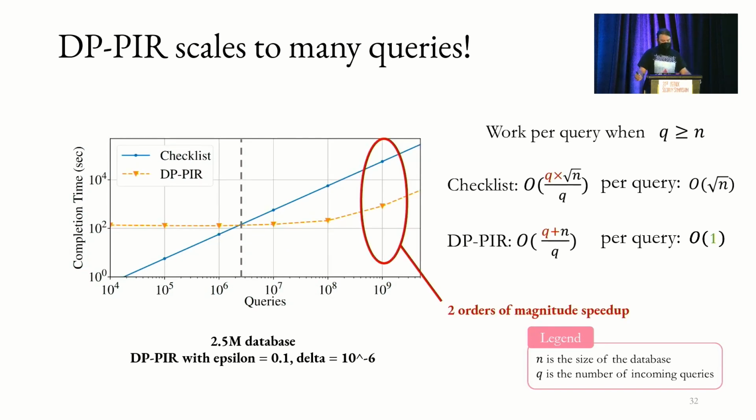However, as the batch size increases, our protocol becomes dominated by real queries, and the fraction of noise queries becomes smaller and smaller. So our amortized work per query now becomes an increasingly smaller constant, and we increasingly outperform Checklist due to this amortization. At 1 billion queries, which is roughly the scale of our software dependencies example, we observe that the cost of our protocol is 2 orders of magnitude lower than Checklist.